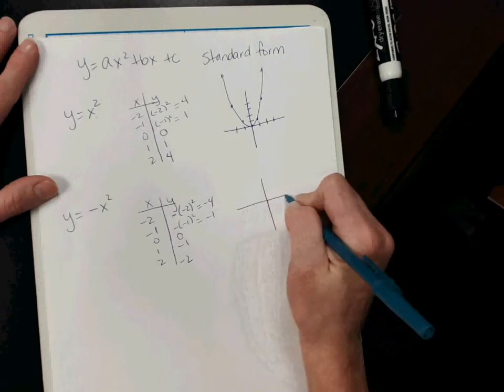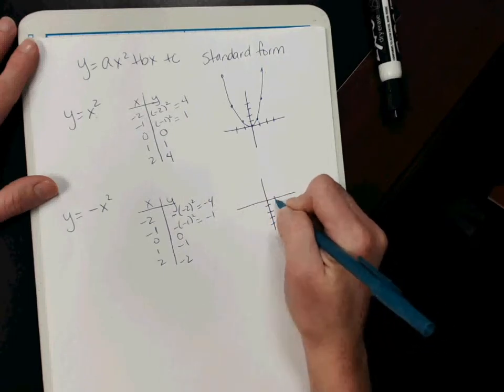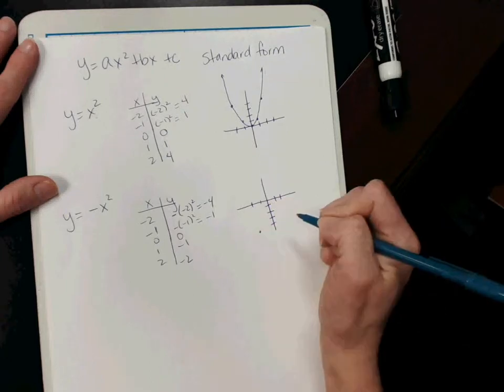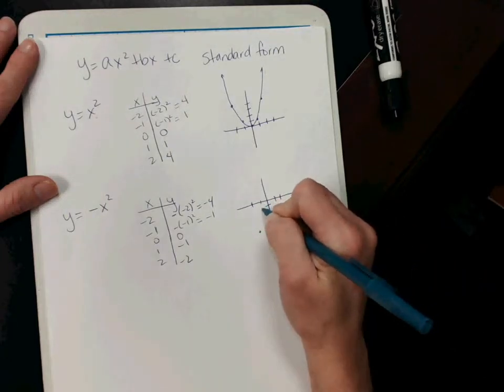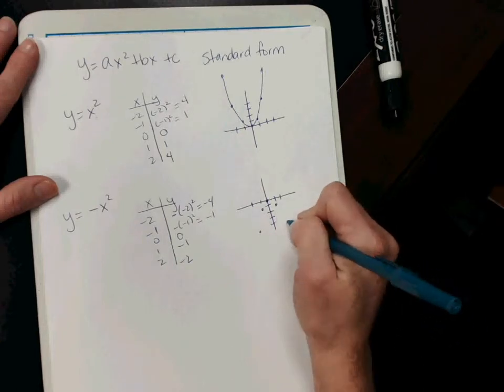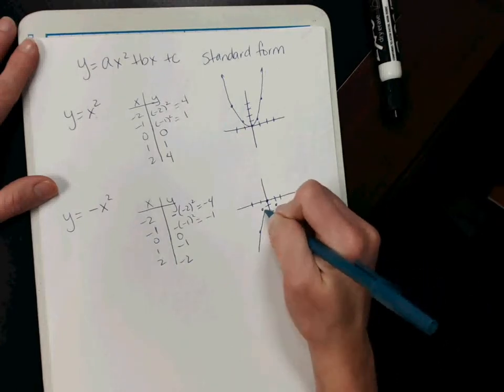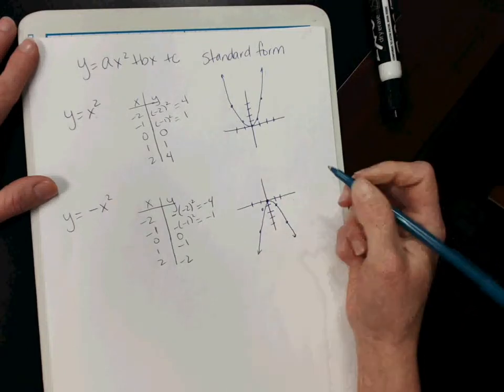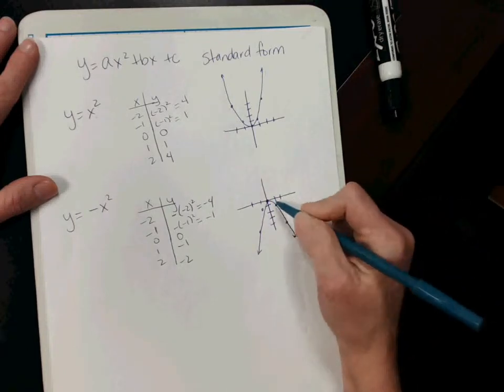So when I draw my graph, at -2, I'm down here at -4, at -1, I'm at -1, at 0, I'm at 0, at 1, I'm at -1, and then at 2, I'm down here at -4. So my graph is going to flip over. I didn't draw that very well. That is going to be a U shape going down.